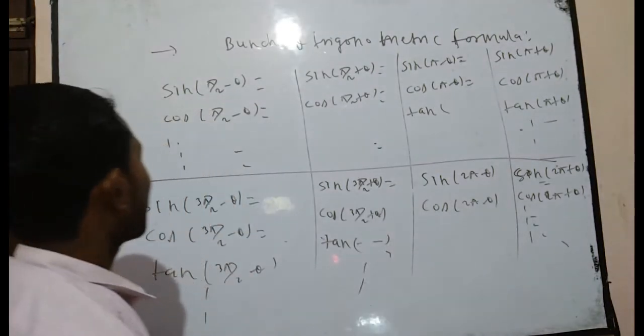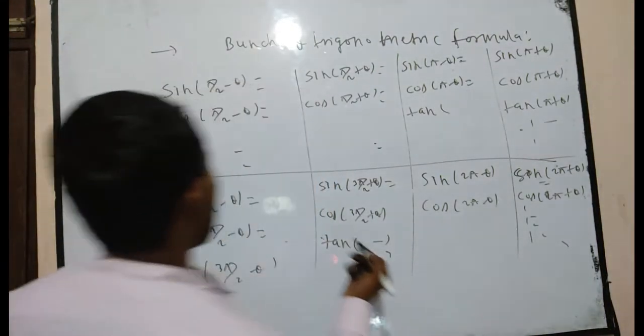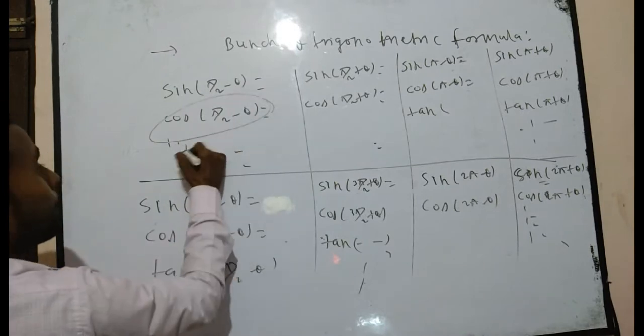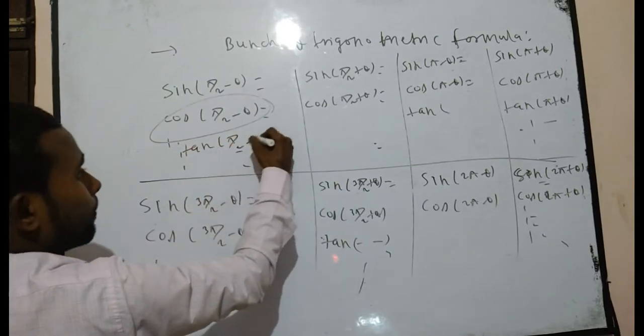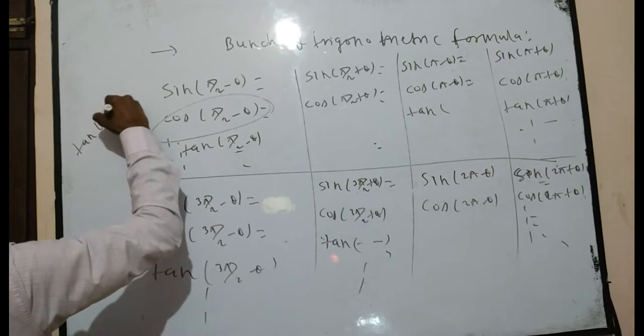Further, I will describe some examples. Suppose that you have to write the formula of tan of pi by 2 minus theta. Suppose that you have to write tan(pi by 2 minus theta).